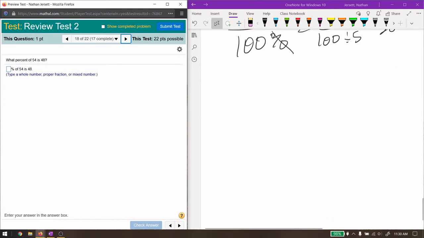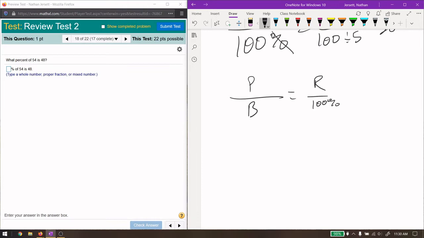What percent of 45 is 48? Of 45 means that's the base number. So our base, this is going to be P over B, the part over base equals percentage over 100%. We know we're trying to find percent, so that means this is going to be X.